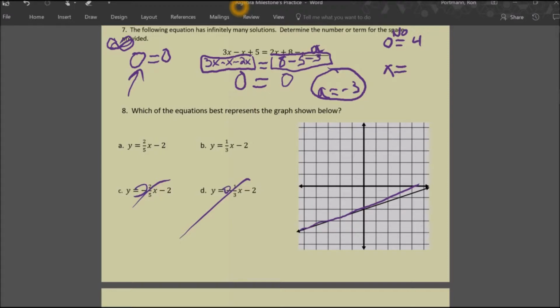Now it's a 50-50 shot of getting it right. It's either a rise 2, run 5, or rise 1, run 3. They're both crossing at negative 2, so the y-intercept's the same for both. What is the rate of change? Like, how do you get from one point to the next on this line? It's crossing here. You're going to rise 1, run 3. Takes 5 seconds. You can't afford to get that one wrong. All right?